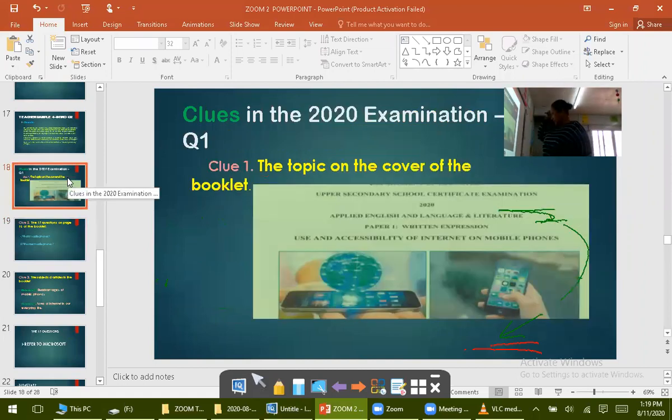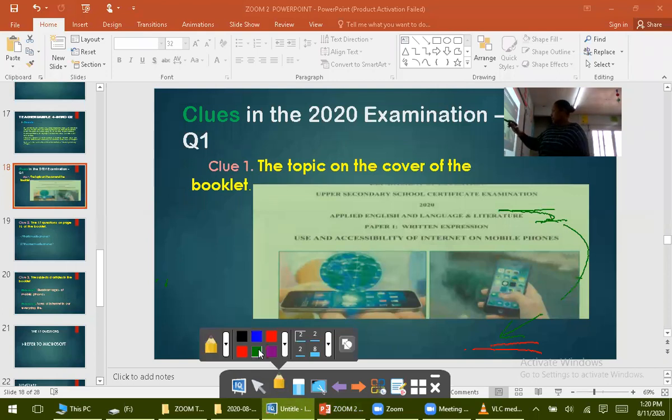Now, going on to your question for 2020. I spoke about the list of questions, but there are 3 places where you can find clues. One is the cover of the booklet.